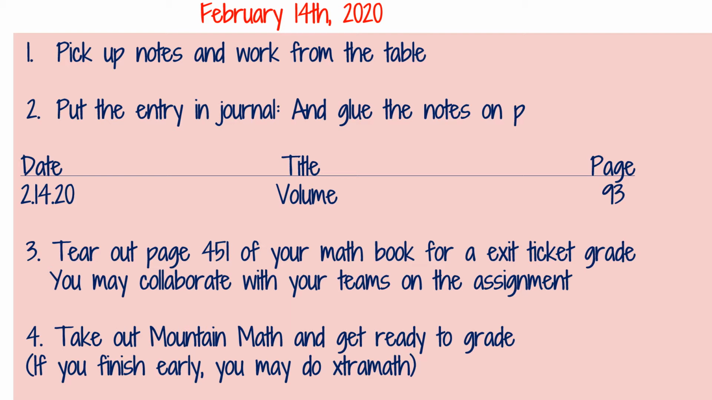You also should have torn out page 451 of your math book. This will be your exit ticket grade. You will turn it into your pocket chart at the end of class before you leave. Make sure your name, date, and period is on it like I asked for. When you're working on this exit ticket, you may collaborate with your team on the assignment. However, you must show all of your work. Every student must show all of the work.